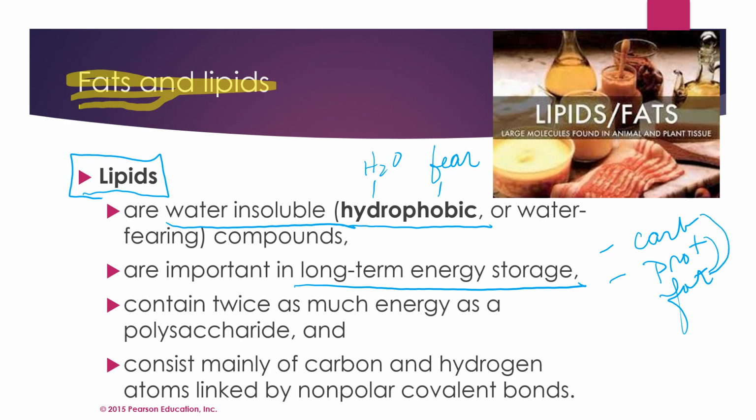That is actually a more efficient way of storing calories, because for every gram of fat you store, you get 9 calories, but for every gram of carb and protein you store, you only get 4 calories. So it's more efficient to store them as fat, because again, they have more than twice as much energy as carbohydrates or proteins.